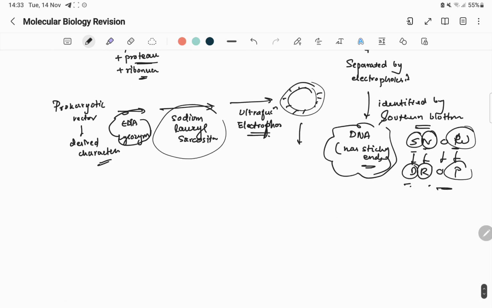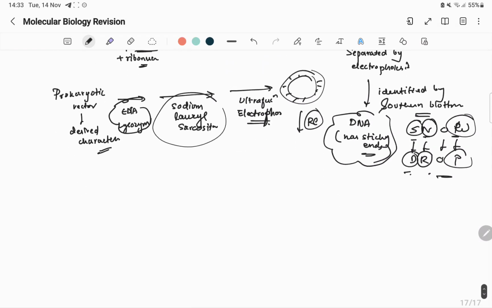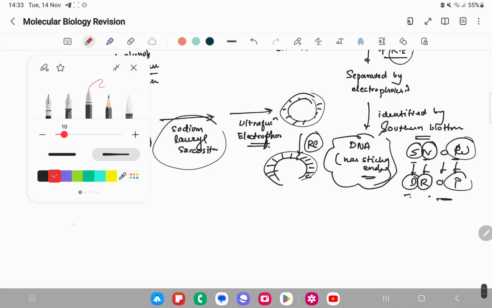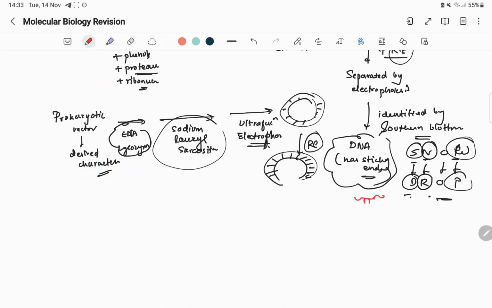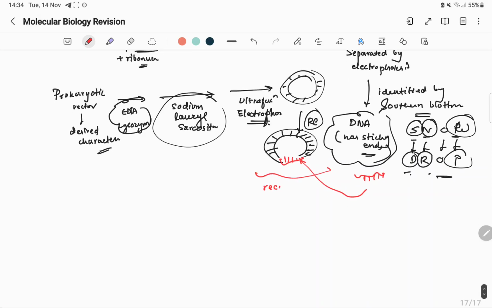Then you have to cut the plasmid using the same restriction endonuclease as you used to cut the DNA, so as to generate complementary sticky ends. So you cut the plasmid like this with sticky ends. Then you take this desired piece of DNA having the sticky ends and this plasmid, and attach it here. This is called a recombinant, or hybrid, or chimeric DNA.